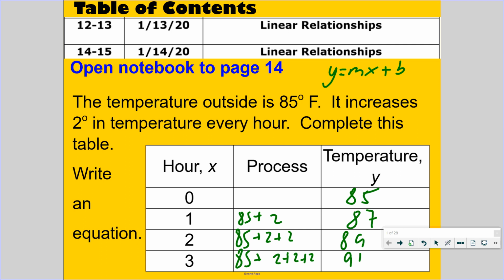So what equation is it? y equals 85 plus 2 degrees per hour, or y equals 85 plus 2x, or y equals 2x plus 85.